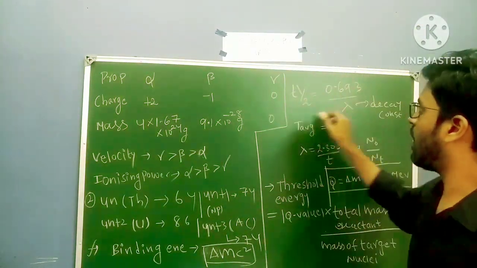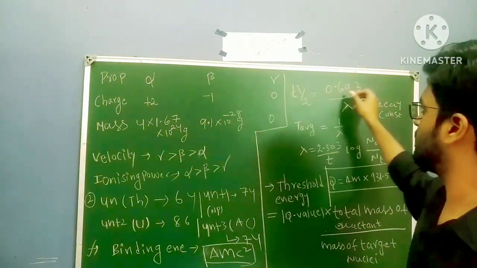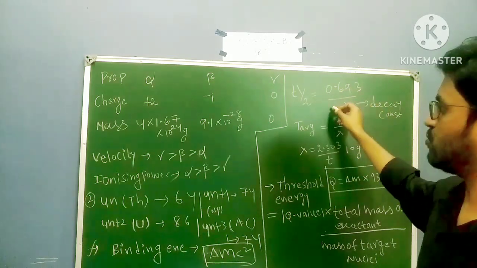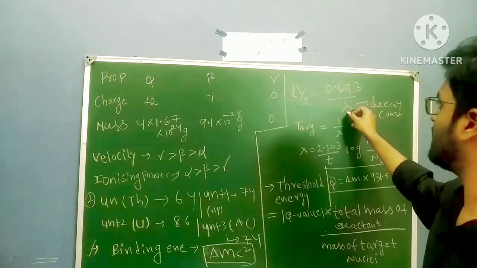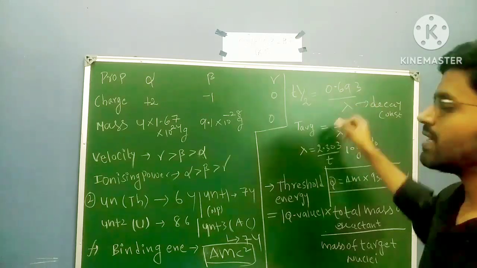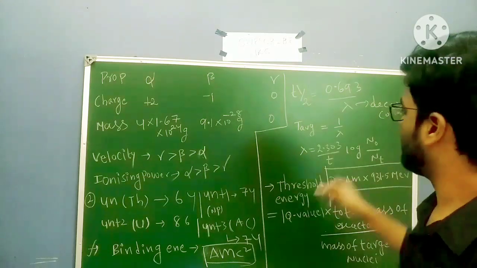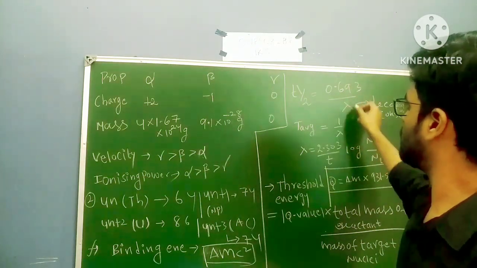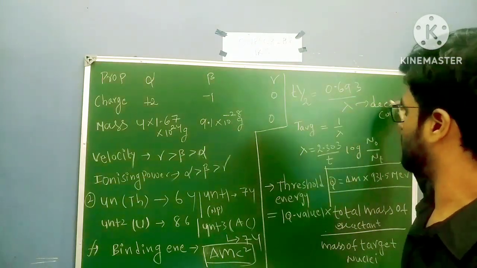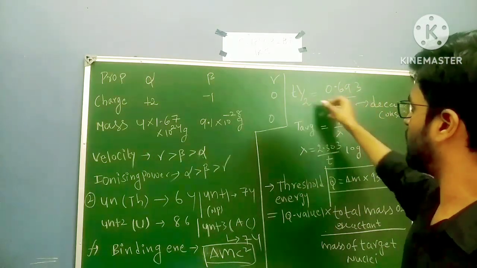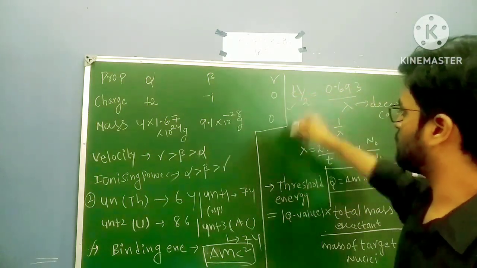Here, T half, the half-life of first order, is 0.693 by lambda. In nuclear chemistry we have to use lambda, not K. In place of K, which you have already seen in chemical kinetics, we use lambda in nuclear chemistry. Lambda is nothing but the decay constant or disintegration constant. So T half equals 0.693 by lambda. You have to remember this formula.